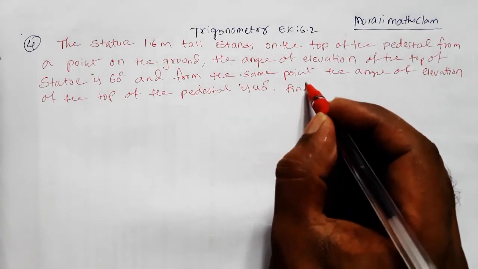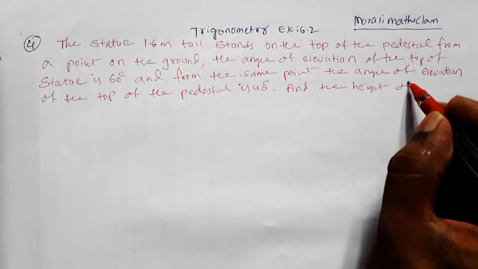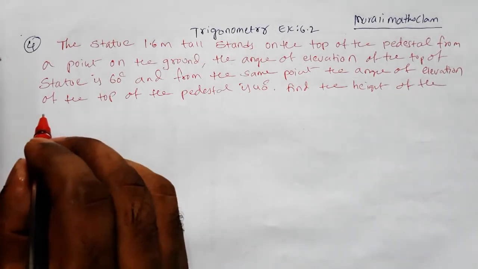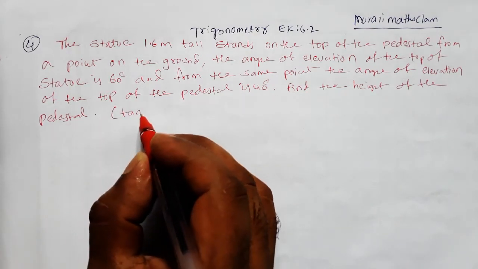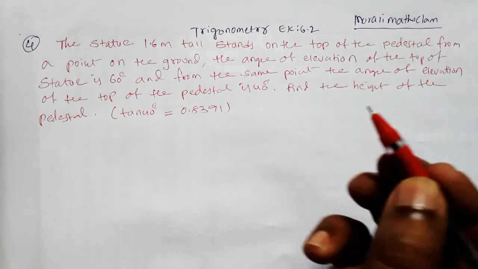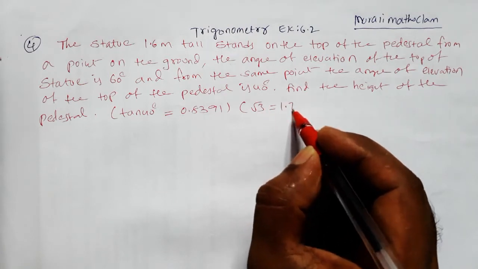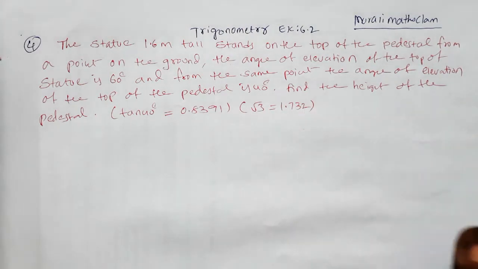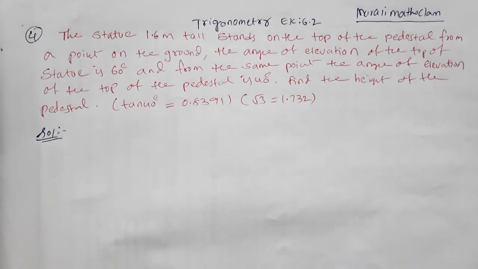Then find the height of the pedestal. Here it is given tan 40 equals 0.8391, and also root 3 is given as 1.732. So this is the problem they have given. Now we will see how to solve this. Solution.